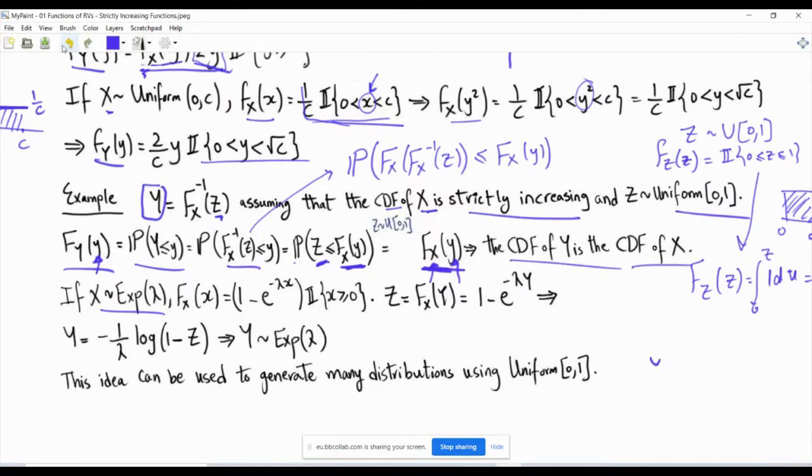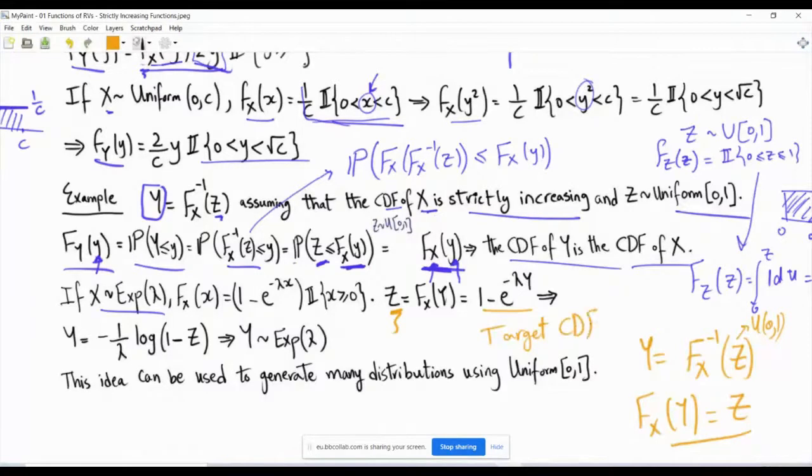Okay, so Y. Let's write this here with a different color. So we have Y is equal to the inverse CDF applied to a uniform 0, 1 random variable. Because the CDF is strictly increasing, F_X of Y is equal to Z if you apply F_X to both sides. So you can start with something like this. You say Z is equal to the target CDF.